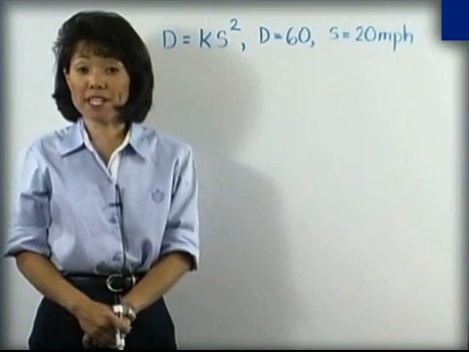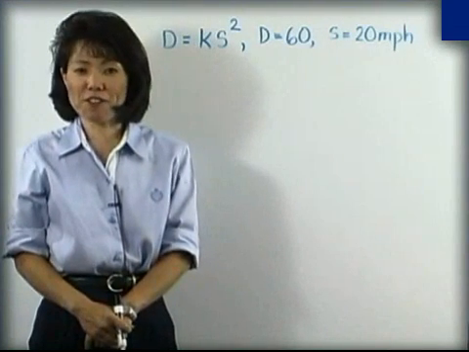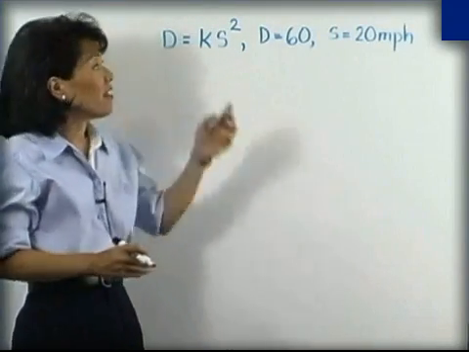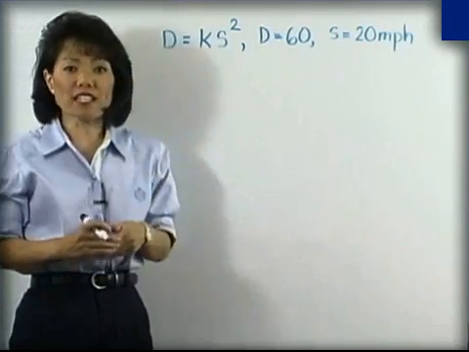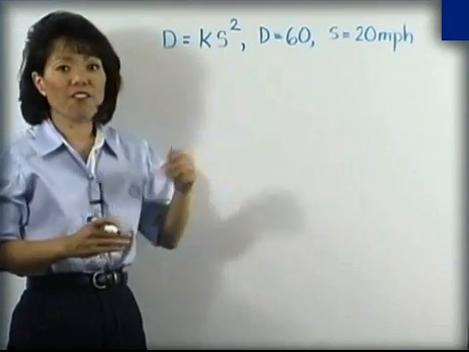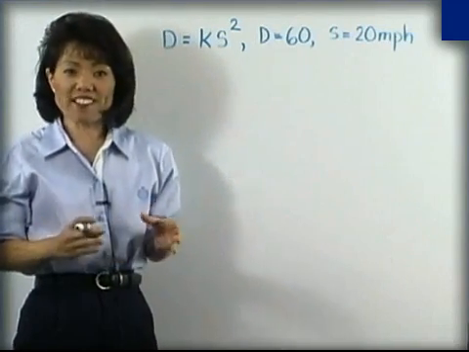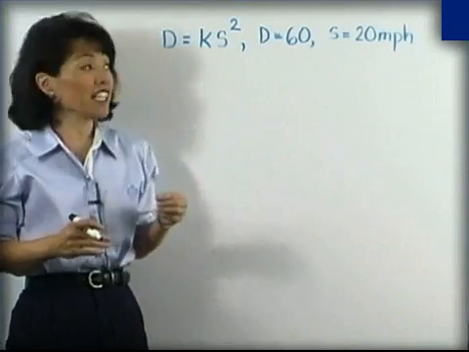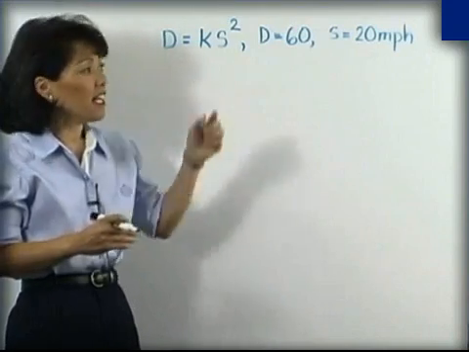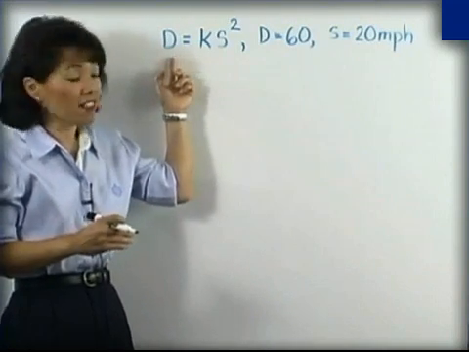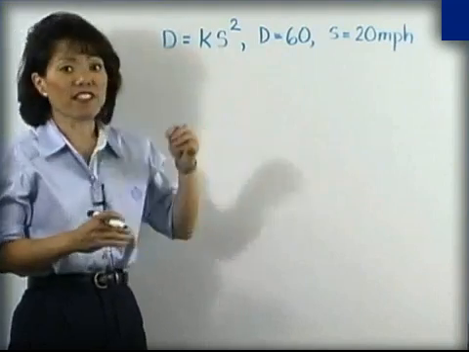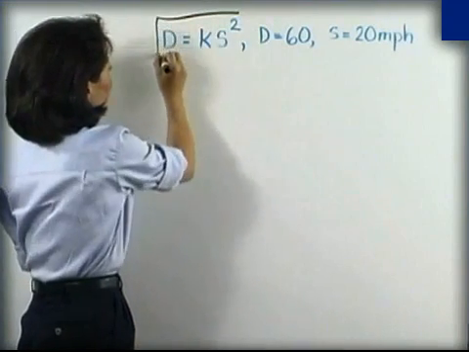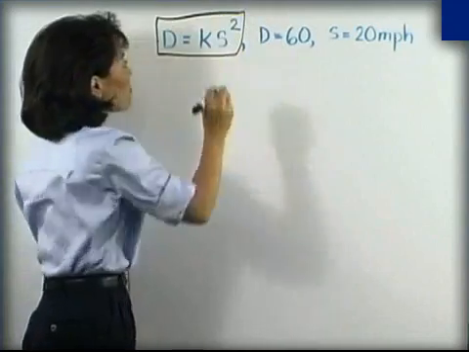Now that we've read our problem carefully, let's see what we have to do to solve it. Well, the key to this problem was the statement, the distance varies directly as the square of the speed. When you read that statement, we get the equation of variation, d equals k s squared. Again, d is standing for our distance of stopping, and s stands for the speed of the car. So this is the key equation for this particular problem.